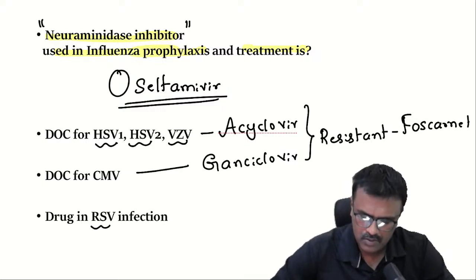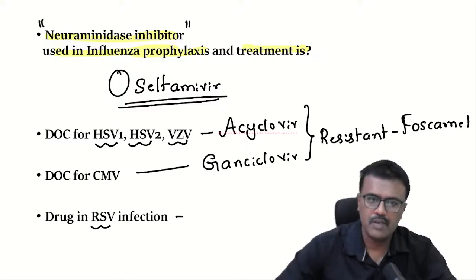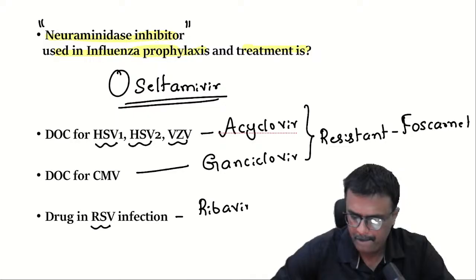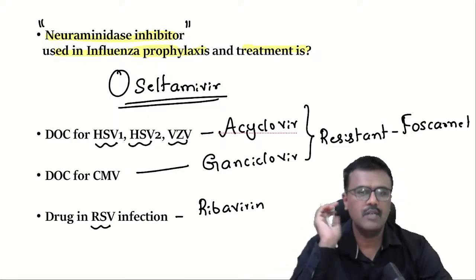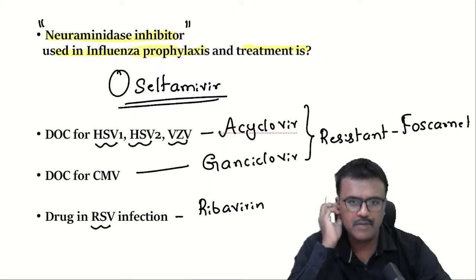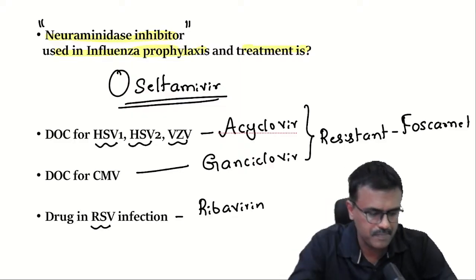Then what is the drug used in RSV infection? In RSV infection, earlier we used to give ribavirin. For prophylaxis, we use a drug by the name palivizumab. RSV, they don't ask you here, they will ask you in INI-CET pattern of exams.